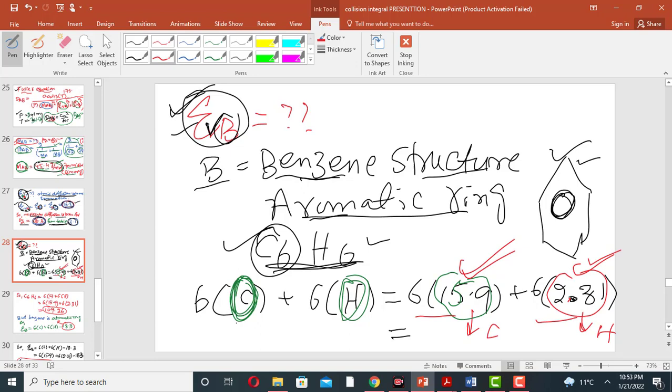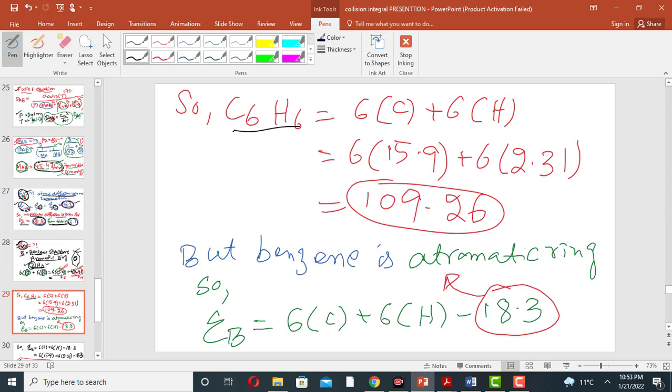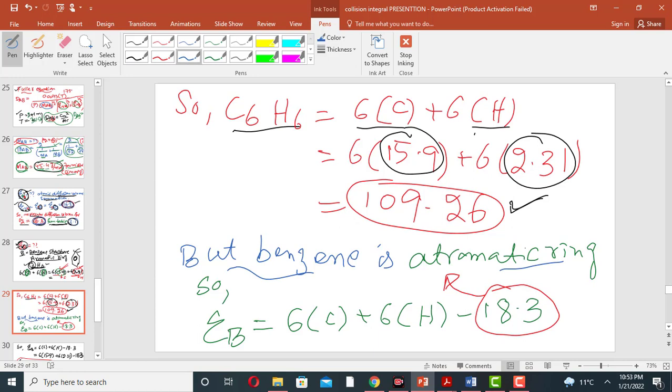So the benzene, this is 6 carbon, 6 hydrogen. The atomic diffusion volume per carbon is 15.9, and for hydrogen it is 2.3. When we combine, we will get this. This is the atomic diffusion volume for the atoms of the benzene ring, which is an aromatic compound. But there is a question that benzene is an aromatic ring. So there is a rule for the aromatic ring.